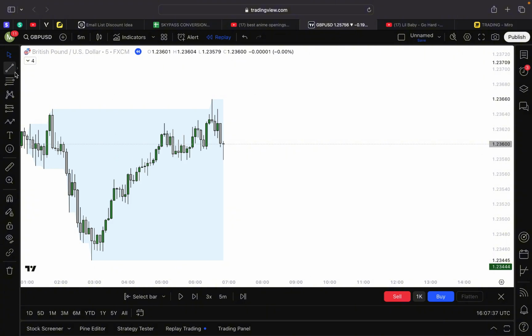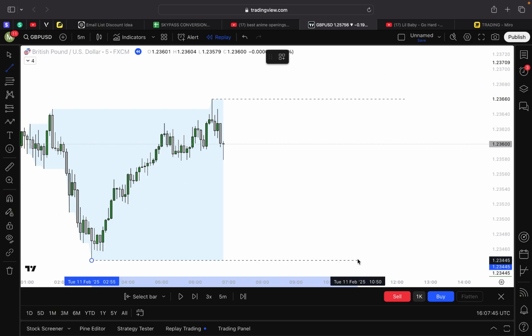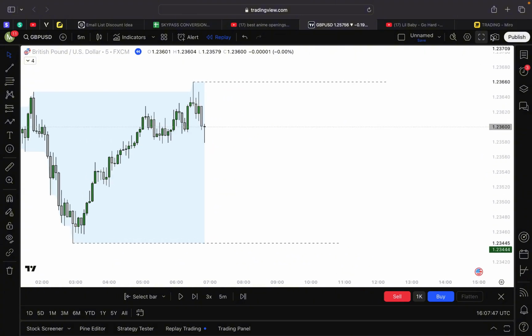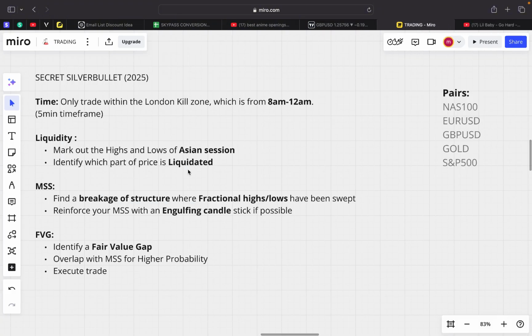So let's do that straight away, no questions asked. You mark out the highest point in the Asian session, that's the highest point. We need to mark out the lowest point, which is here, right? Once we have the highest point and the lowest point marked out, it's very easy and simple what we need to do next.